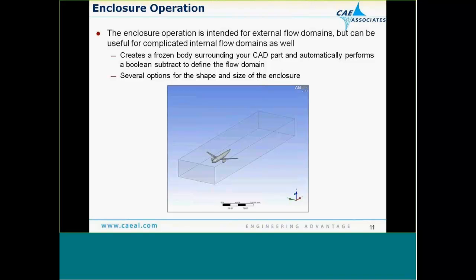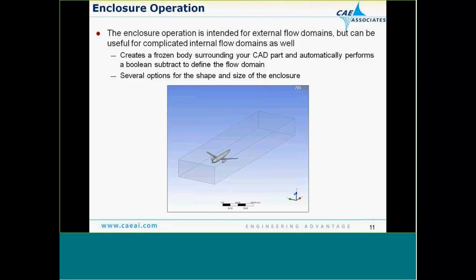one. We can create a flow domain of several different shapes. And we also have very detailed control over the size of the enclosure, so we can specify how much basically slack from the CAD part we want on each side of the part, and how much space we want between our part and the boundaries. So a very useful feature.